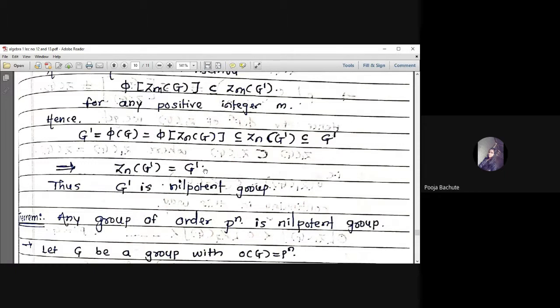Okay, Zn of G dash. Look at here. We are assuming this one only. G dash is contained in Zn of G dash, which is contained in G dash.